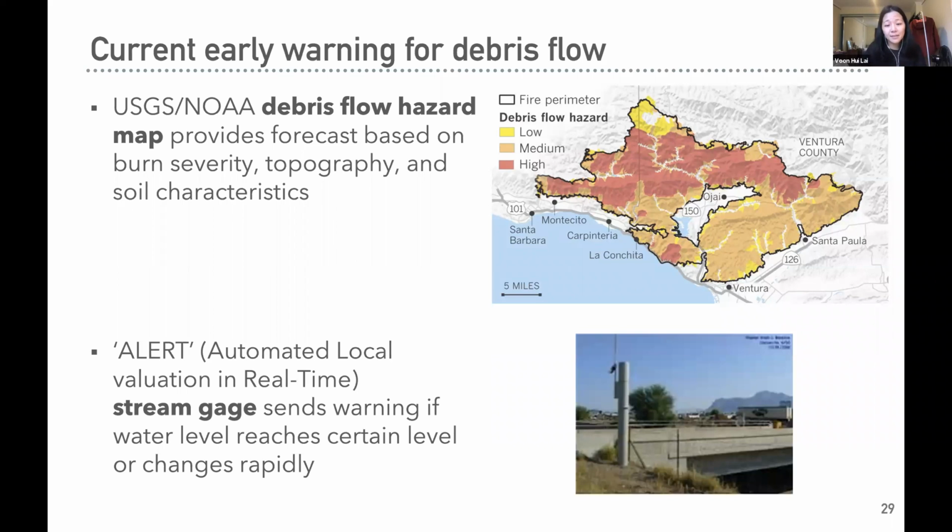Another method is like a smoke alarm detector, where a stream gauge measures the water level and sends a warning if the water level reaches a certain height or changes rapidly. A similar method is also used for lahar detection at volcanic areas.